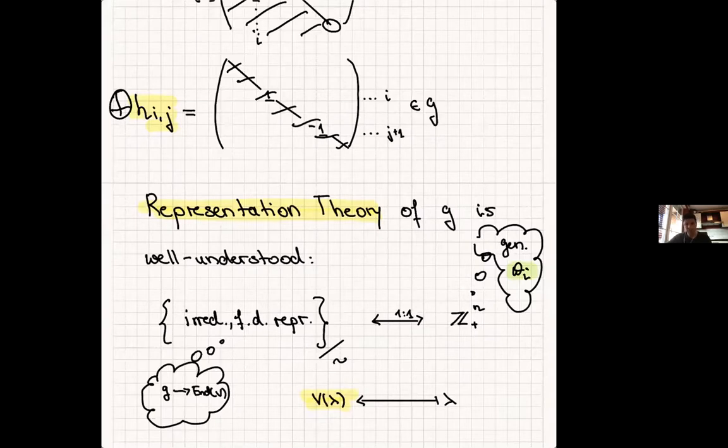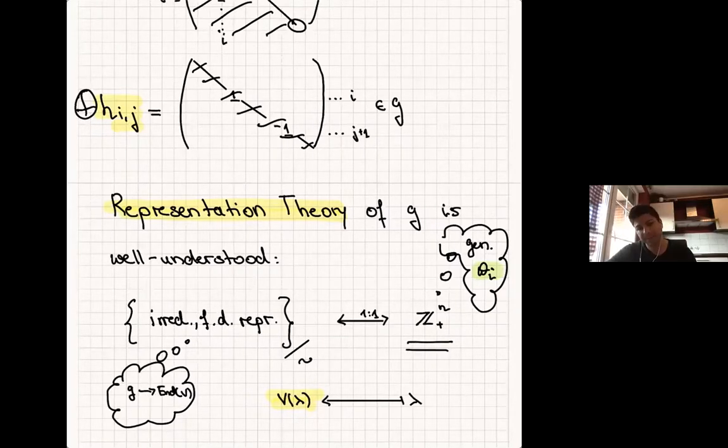Namely, there is a one-to-one correspondence between the finite dimensional irreducibles and the lattice Z_{\ge 0}^n. I want to denote the generators, so it is the monoid generated by the fundamental weights omega_i. For each such lambda, you have an irreducible finite dimensional representation.